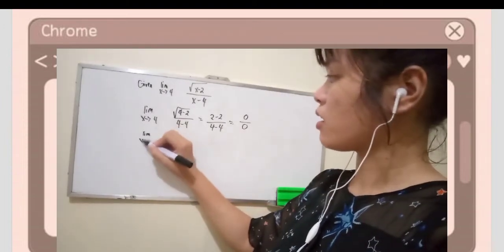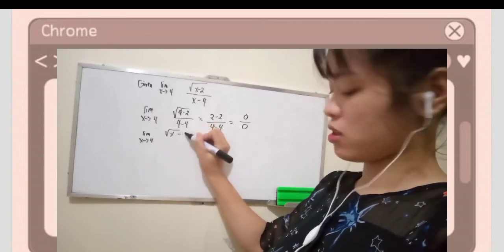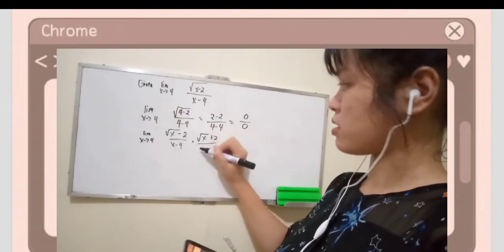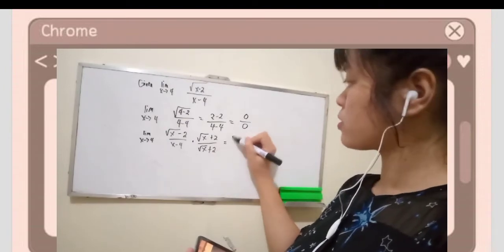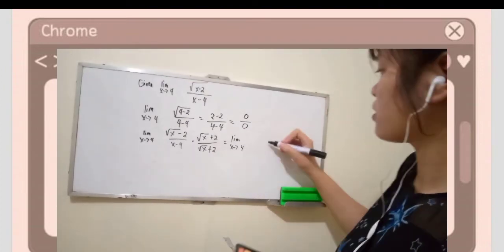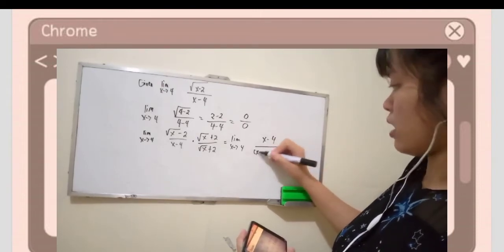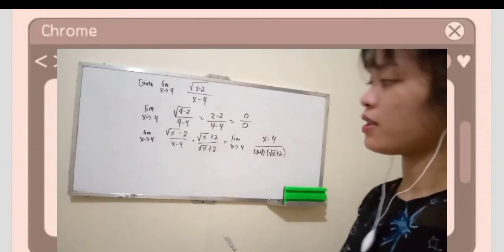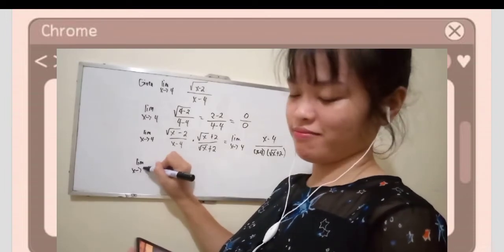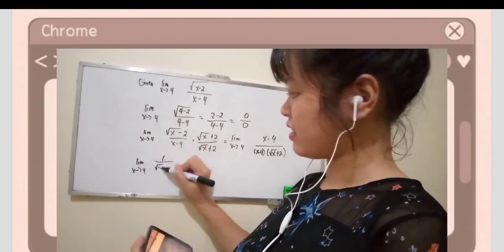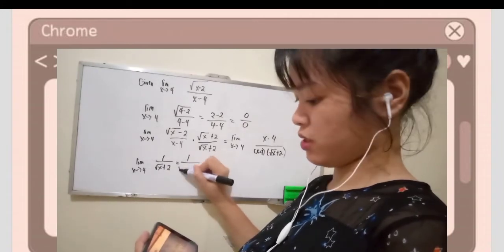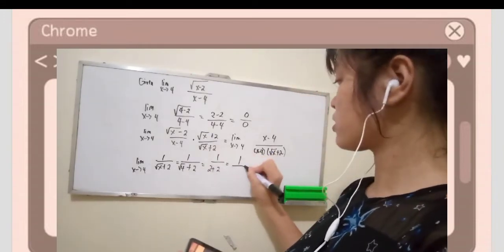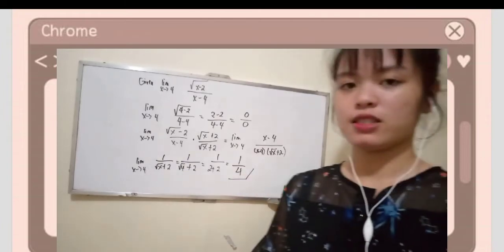So, let's say limit as x approaches 4, x minus 2 over x minus 4. Ganito yung step para hindi siya mag 0 over 0. So, limit. Okay. Yung x minus 4 to, x minus 4, tapos x plus 2. Then, limit 1 over x plus 2, 1 over square root of 4 plus 2, equals to 1/4. So, ito yung pinaka-answer natin, 1/4.